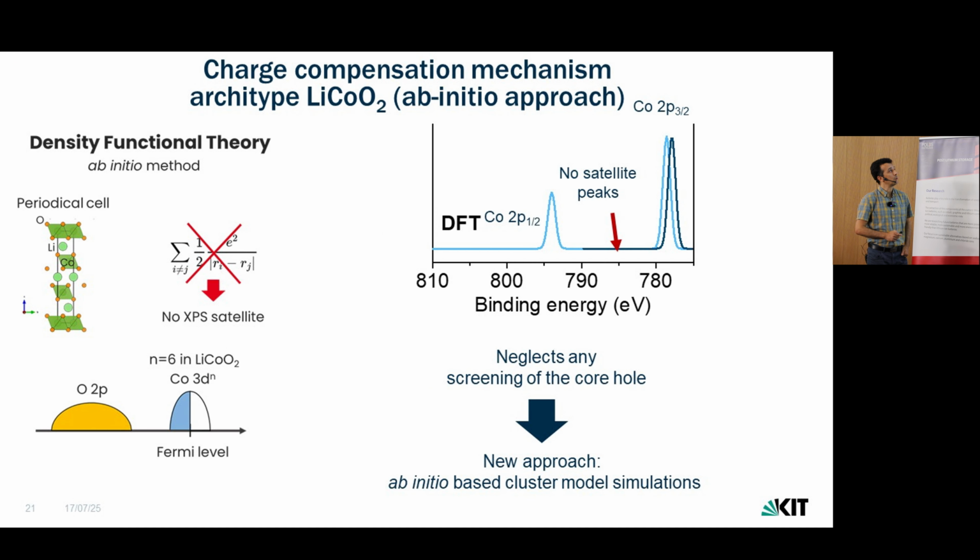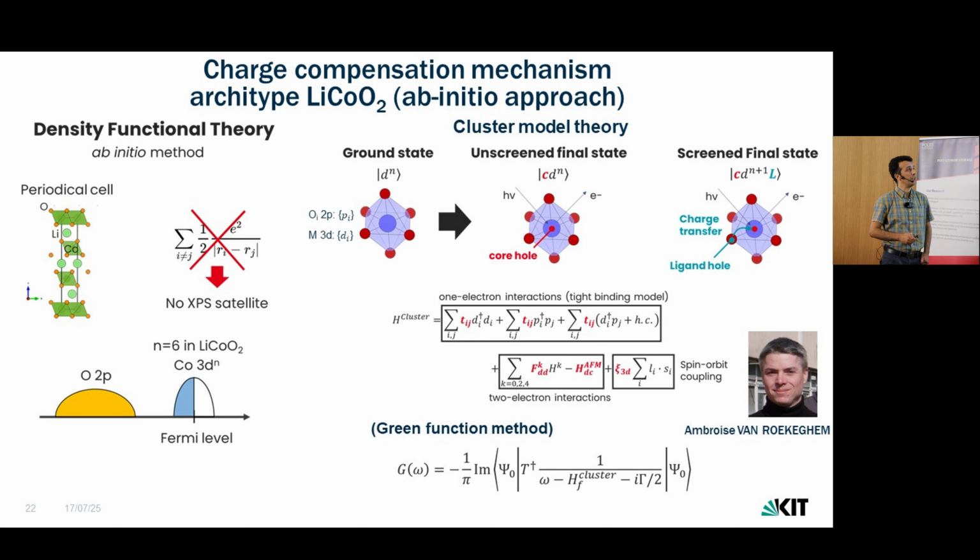So if we now go to DFT to simulate our XPS spectra, if we take classical DFT, which doesn't take into account this coupling, we can explain the shift of the peak, but we cannot bring the satellite features. We can't explain them because DFT neglects the screening of the core hole interaction. That's why we need a new approach with ab initio based cluster model simulation.